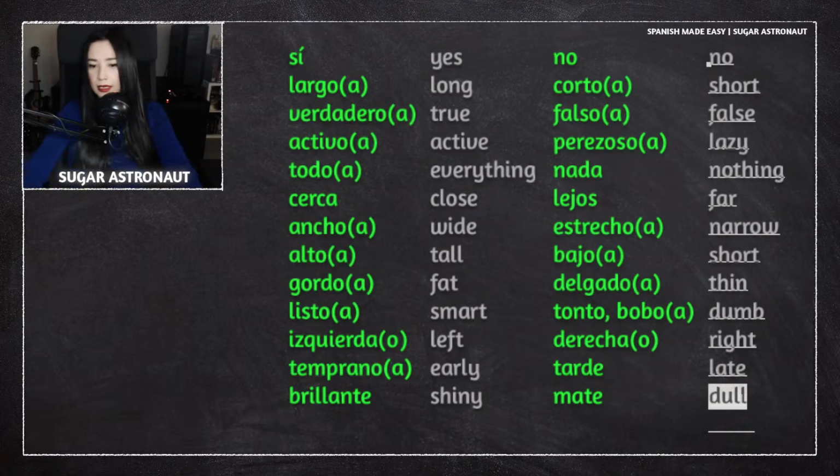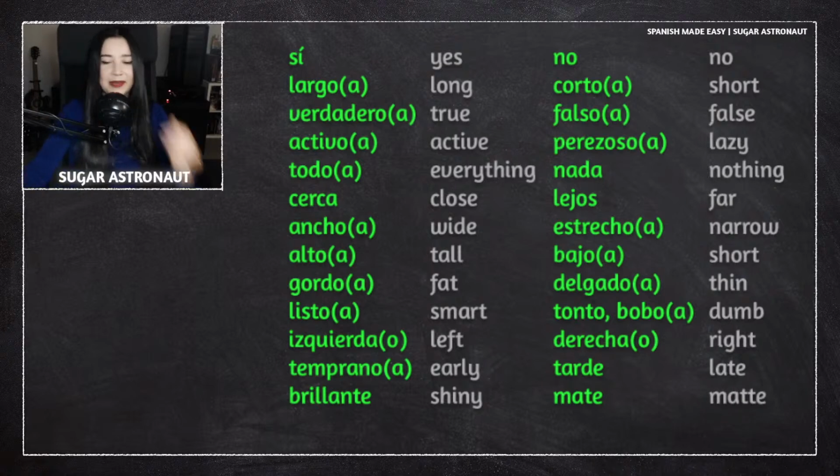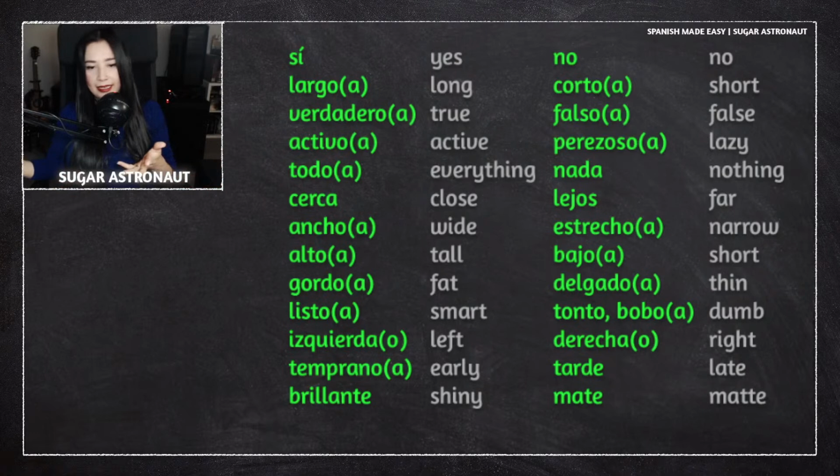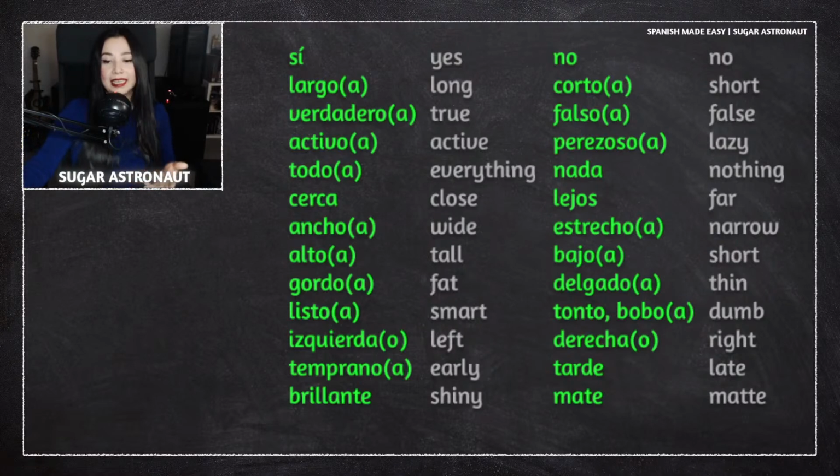Okay, I want to check something really quickly. That is the spelling. I forget for a second. But brillante, shiny, mate, matte, when something doesn't have any shine. Brillante can also mean bright, and also brilliant. As I said before, some words have different meanings, but today we're just talking about opposites, right? Brillante, shiny, mate, matte.